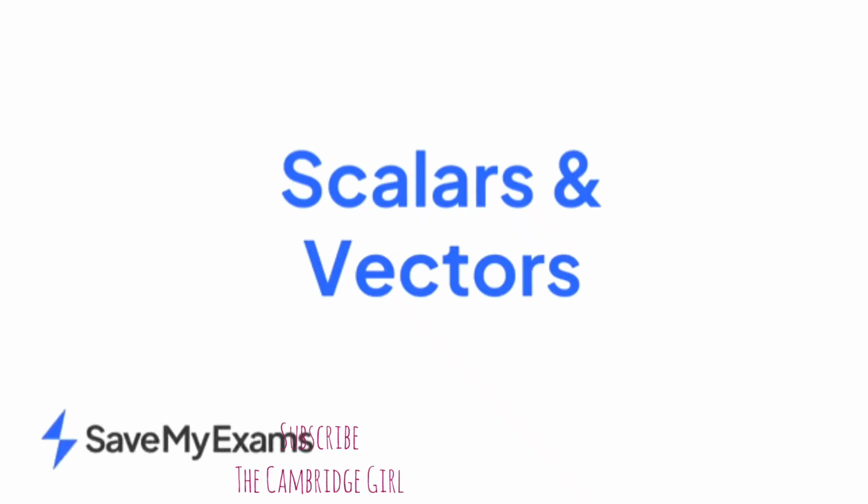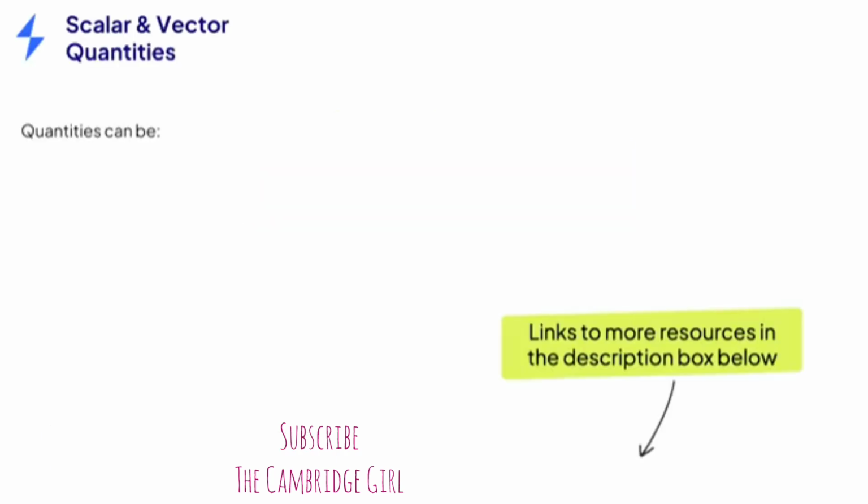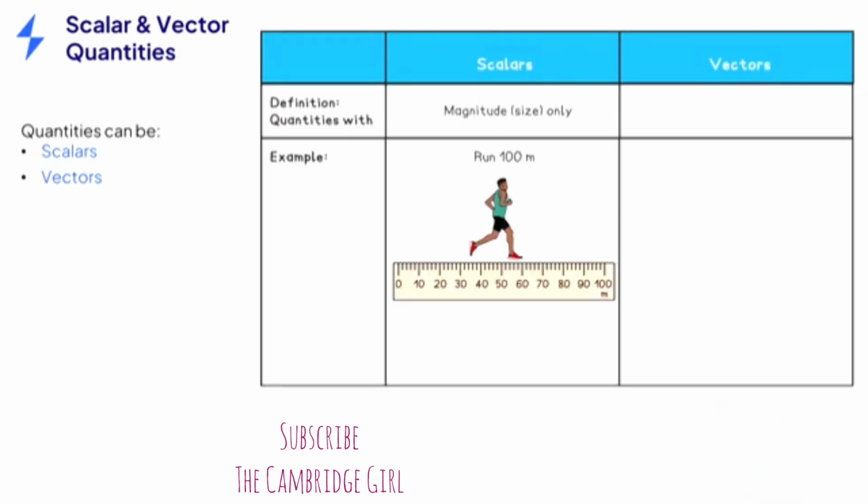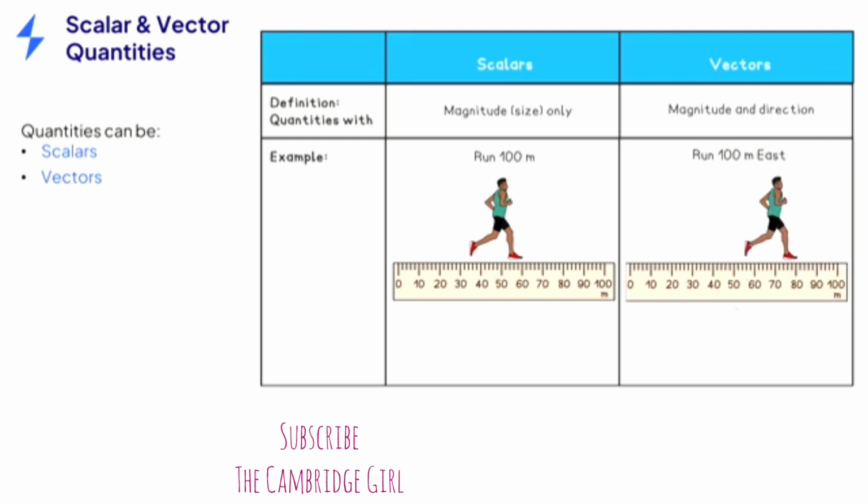This video is about understanding scalar and vector quantities. All physical quantities can be classified as scalars or vectors. Scalars have a magnitude or size only. For example, the athlete runs a distance of 100 meters. Vectors have a magnitude and a direction. Here the athlete runs a distance of 100 meters with a direction due east.